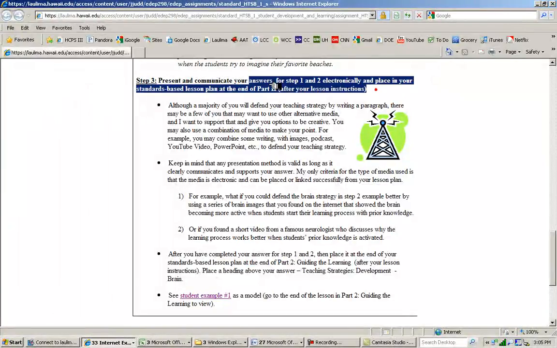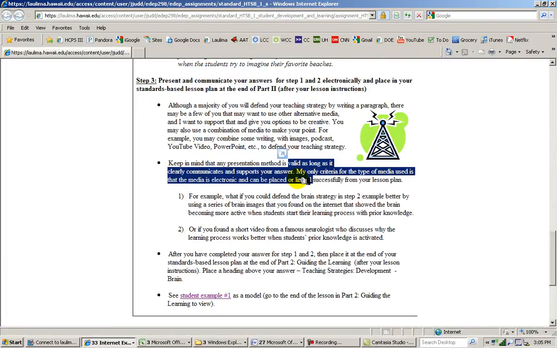Now, you can present your answers for 1 and 2 electronically, but you can do it in any multimedia way that you want. So if you want to do a video, images, or a podcast to defend that teaching strategy and you're sick of writing, please go ahead and do that. Everything is valid as long as it communicates and supports your answer.